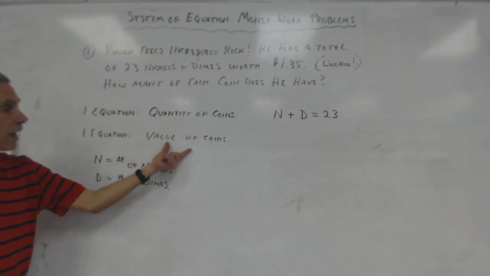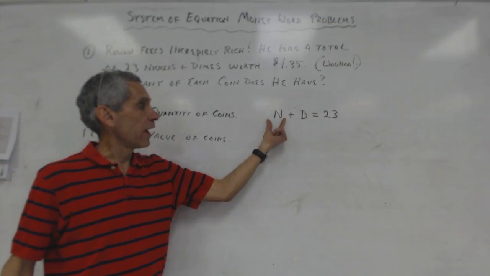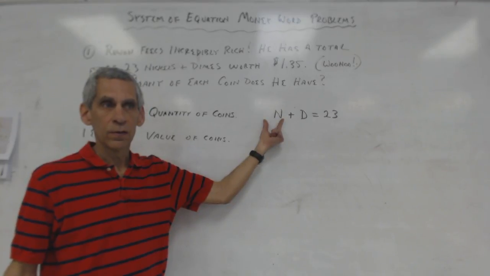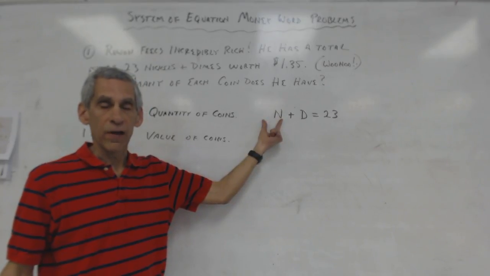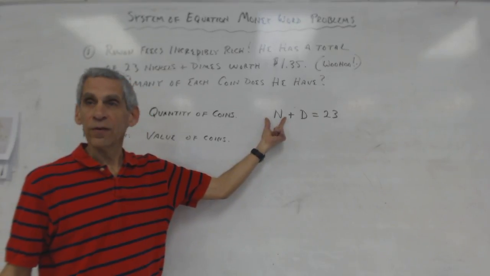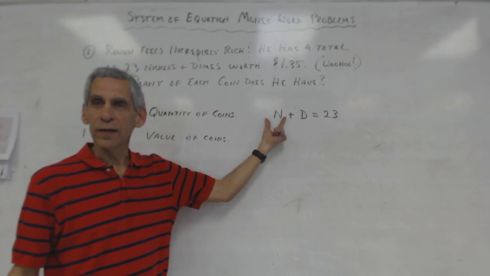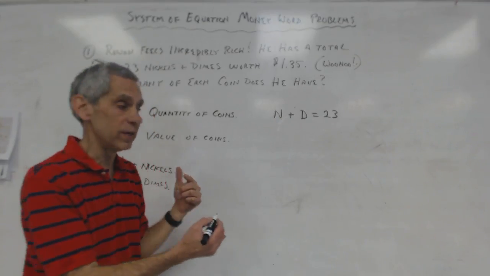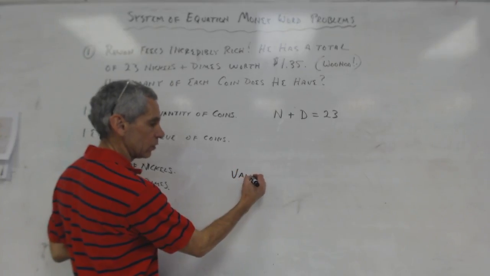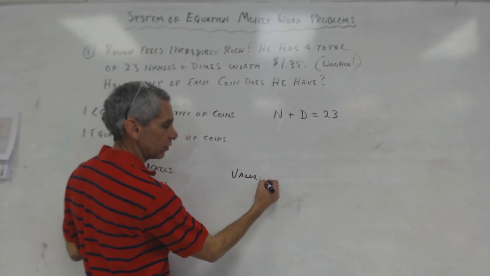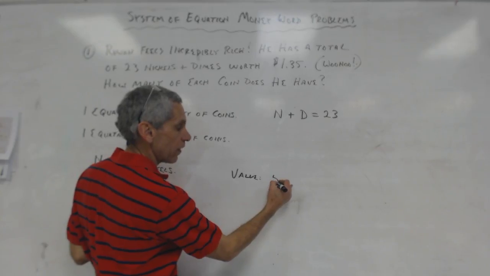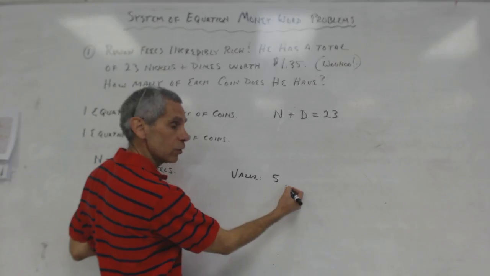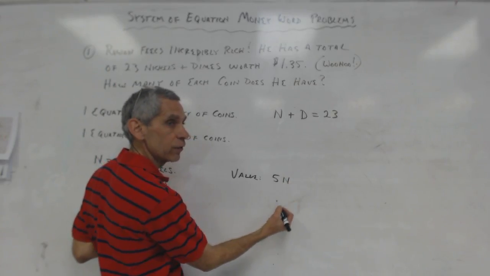Now we've got to talk about value of coins. If I had 1 nickel, what would it be worth? 5 cents, right. The value of a nickel is 5 cents, so 5 times whatever number of nickels I'd have would give me the value of my nickels. So whenever I have nickels, it's going to be 5N for my value.